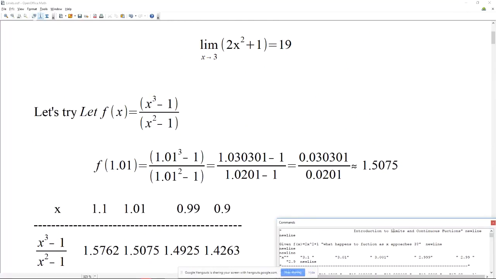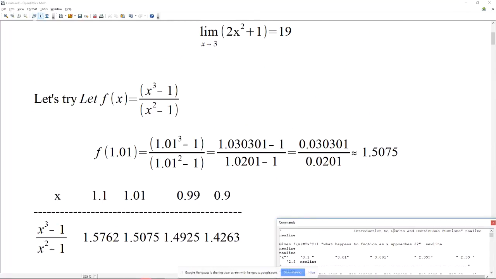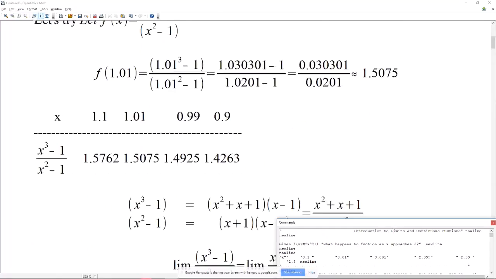So I've already done the math for you. I also made a little chart. This is actually from the book, so they actually did the math. But if I pick random numbers, like I said, to the left and to the right, look what happens. At 1.1, I put it in this again.